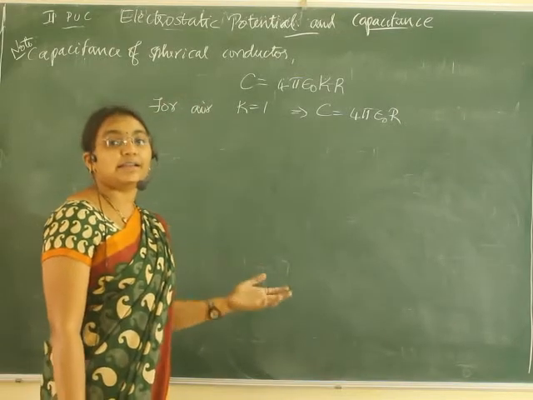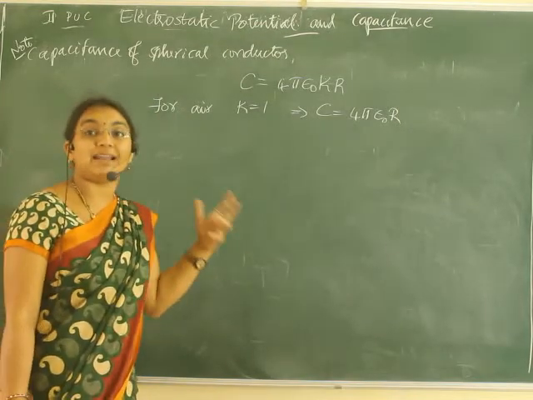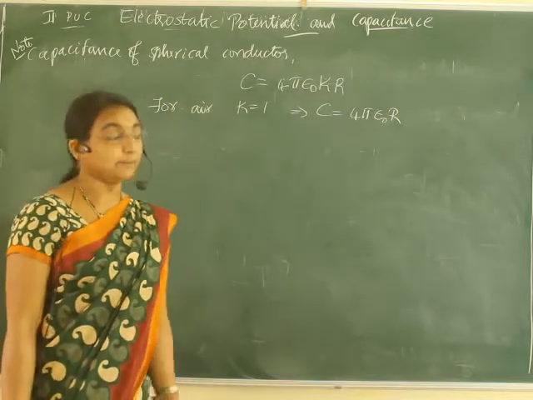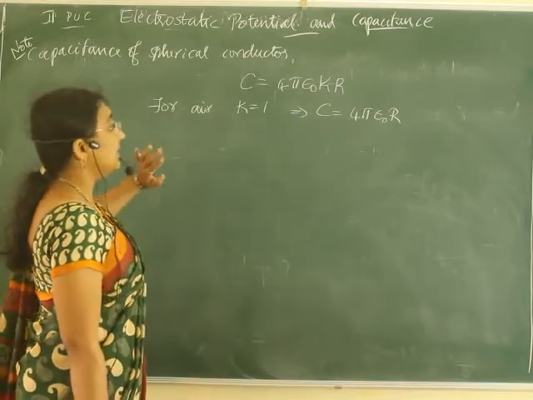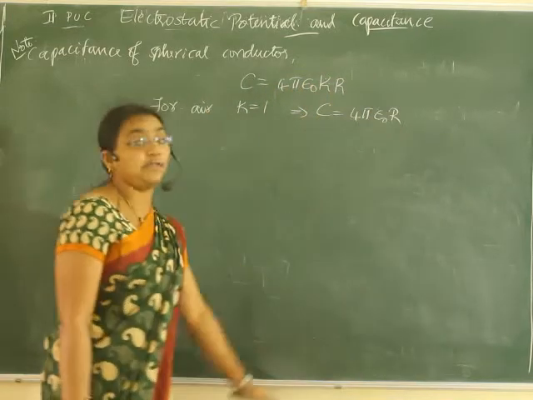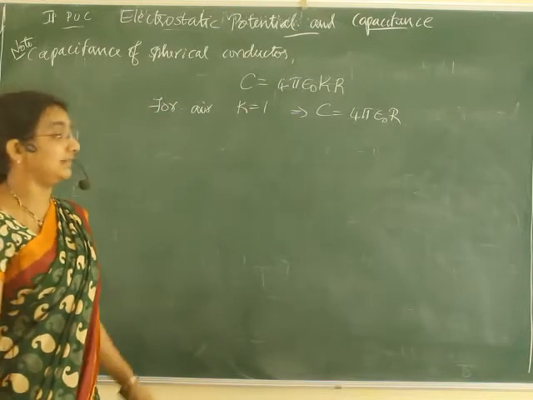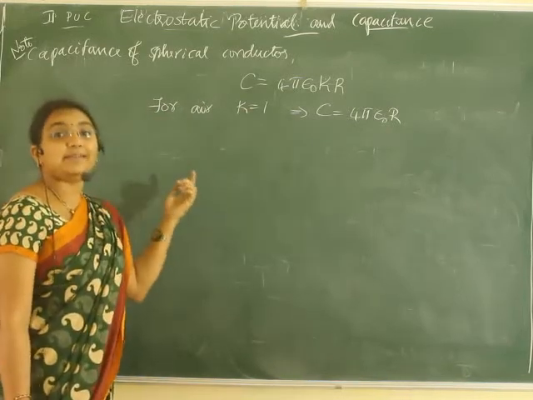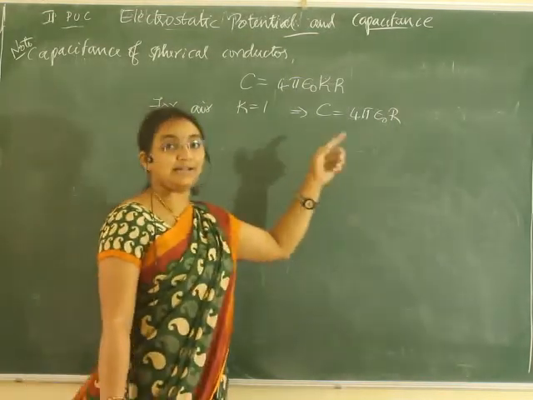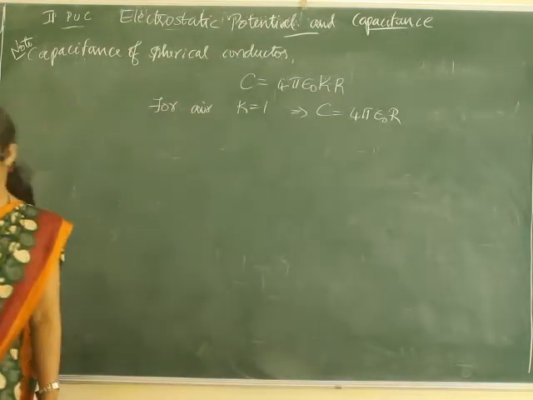If there is a dielectric medium, we have done a derivation for the capacitance of the parallel plate capacitor. There is no derivation for the capacitance of a spherical conductor, so the derivation is not there. You only need to know the expression, C equal to 4 pi epsilon naught K R. This is the expression for the capacitance of the spherical conductor. If the medium is air, not a dielectric medium, then K is equal to 1, and the formula becomes C equal to 4 pi epsilon naught R.